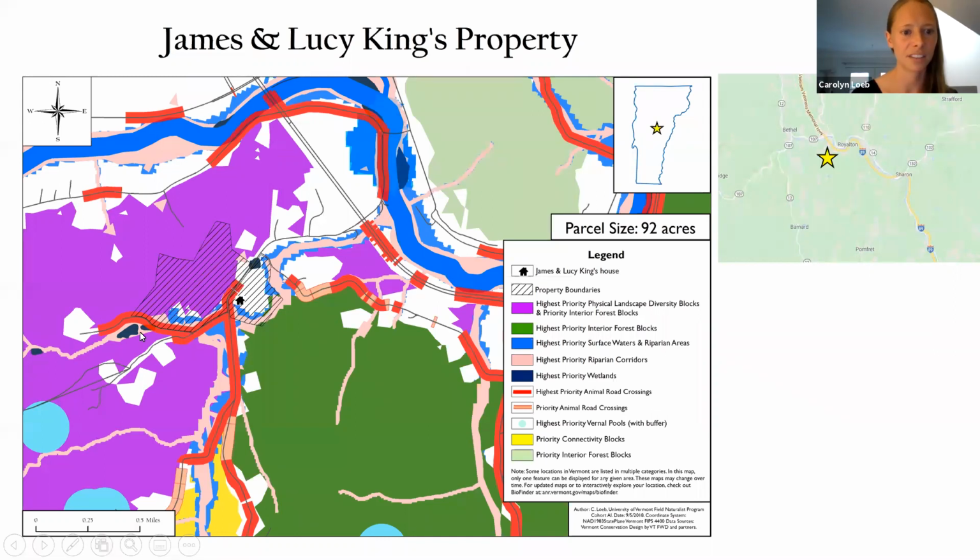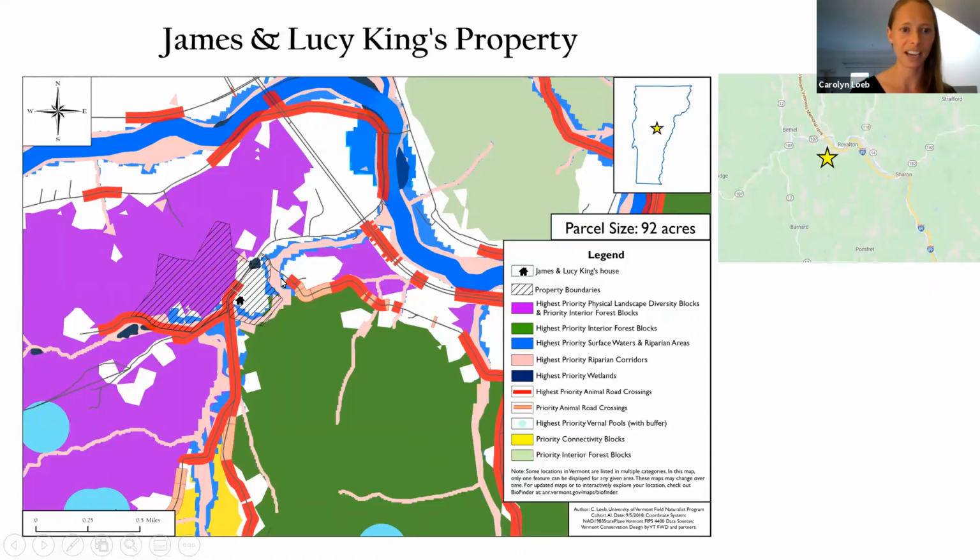They also have on the south side of the property, in red, wildlife road crossings. On the eastern side of the property, they have a white space, which means it's not identified as a highest priority target in the design. And pink here is riparian corridors. So this is where animals are preferentially moving along waterways.